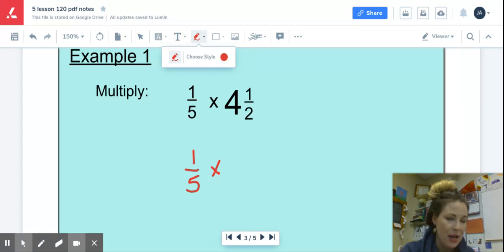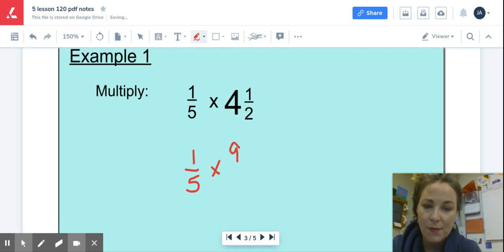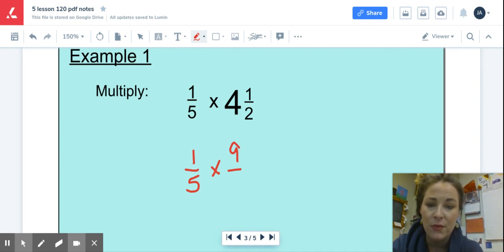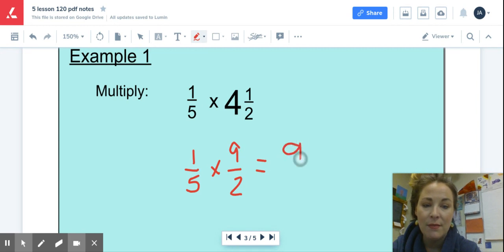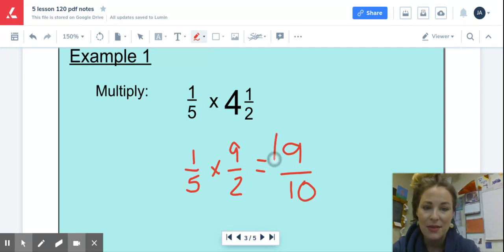So I'm going to do what I just kind of talked through earlier. I'm going to take 2 times 4, and that's 8, plus 1 more is 9. And my denominator stays the same as it was before, so my denominator is 2. And now my job is to multiply. And when you multiply fractions, you just multiply across. 1 times 9 is 9. And 5 times 2 is 10. And I stop and I ask myself, is there anything I need to do to simplify this answer? And 9/10, it's not improper, and it doesn't need to be reduced. So my answer is 9/10.